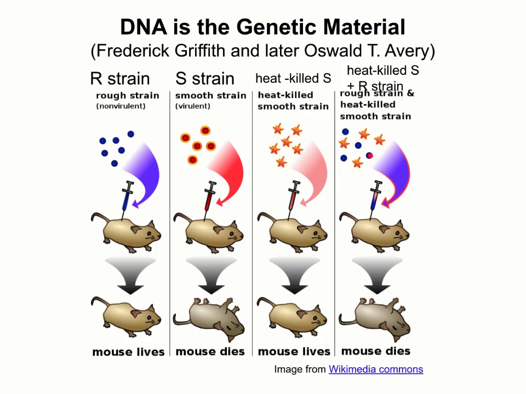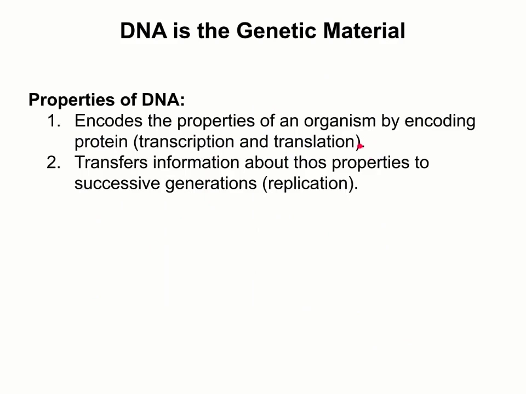This is where Avery picks up on the experiments, and he asks, what is the transforming principle? Or, as we might say it today, what is the genetic material? And he was the one who first defined the criteria for the genetic material, that it transfers information from generation to generation, and that it encodes the properties of an organism. I won't go into the details, but through a rigorous series of experiments, he discovered the answer to be DNA, and decidedly not protein. Avery and his colleagues, building on the earlier work of Griffith and his colleagues, showed that DNA is the genetic material.